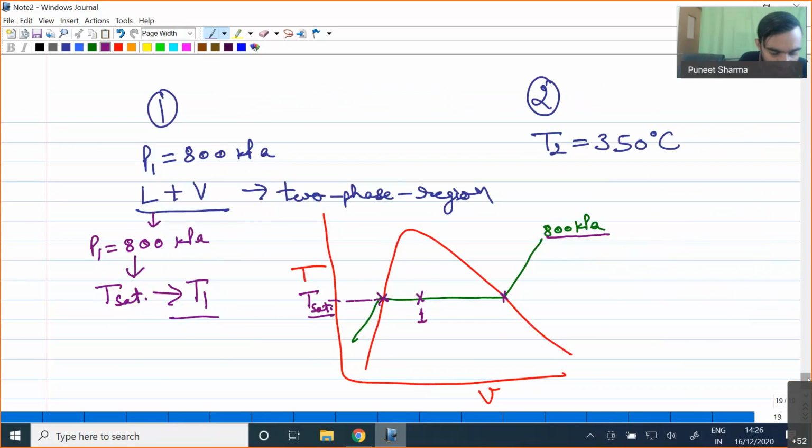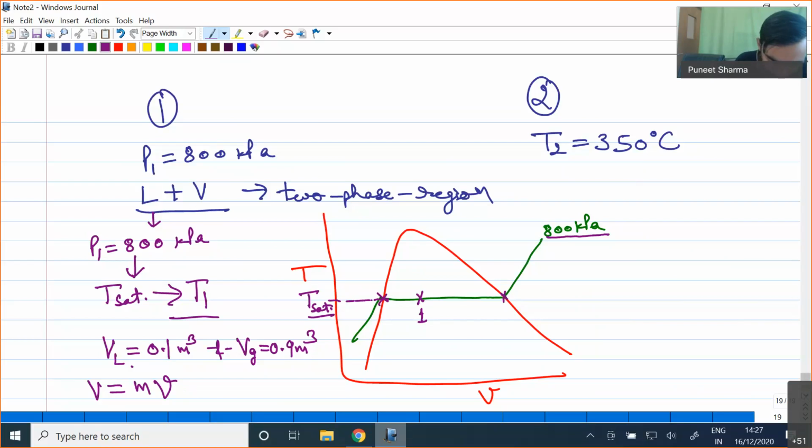Okay, so once we have located T1, the next question is we have to find out the total mass. In this first state, the volume of liquid is given as 0.1 meter cube and the volume of vapor is given as 0.9 meter cube. Now we know that volume is nothing but specific volume into mass. So now what will be happening in this particular case?